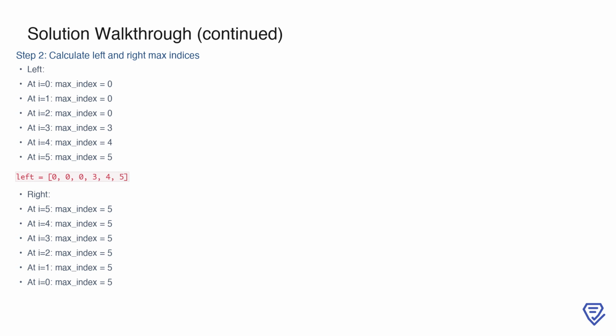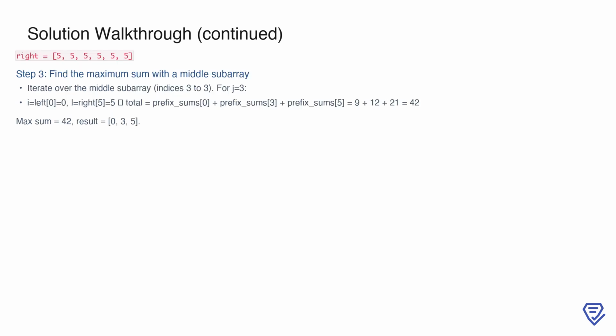Similarly, we calculate the right max indices array by traversing from right to left. Starting at i equals 5, the maximum sum is already at index 5, and it remains there as we move left, giving us the right array 5, 5, 5, 5, 5, 5. These arrays allow us to efficiently determine the best subarray indices for the left and right positions. Finally, we find the maximum sum by iterating over the middle subarray indices. In this case, there is only one valid middle subarray at j equals 3.